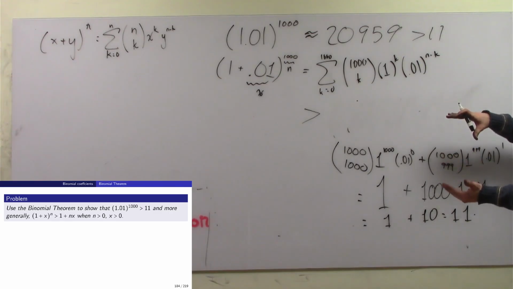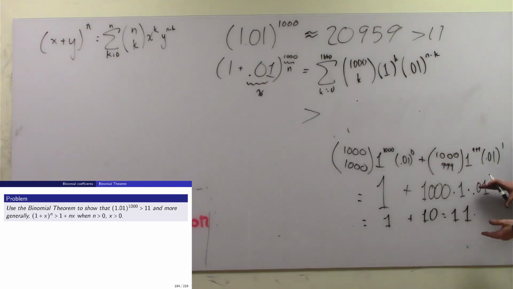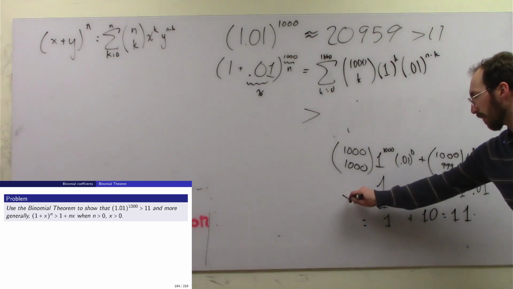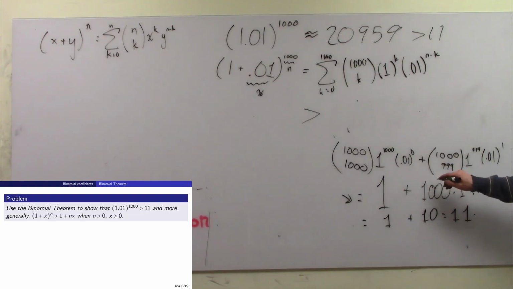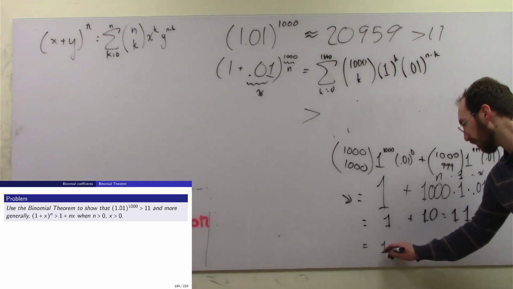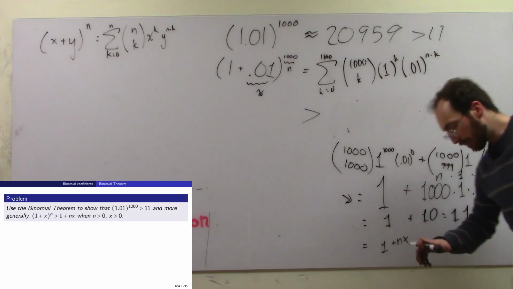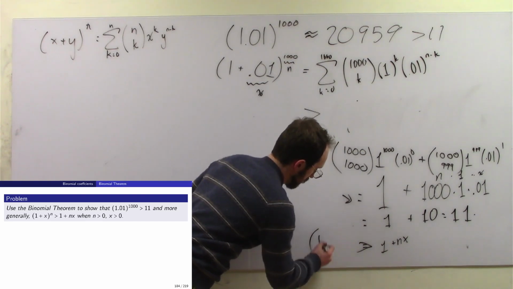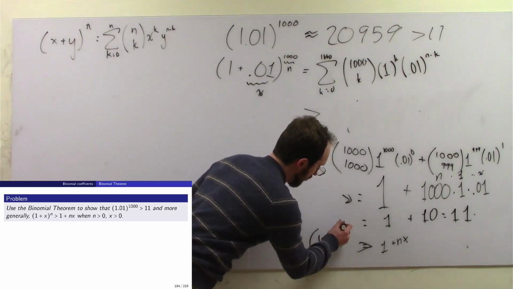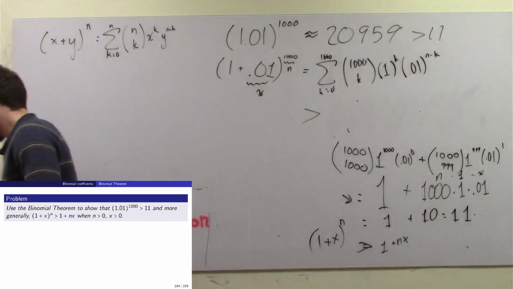Just following this proof all the way through, we end up at this same part right here where it's 1 plus, instead of 1,000, we have just our general n, still only 1 to the n minus 1, which is 1, times x. And so we end up with 1 plus n times x always being less than 1 plus x to the n. Thank you, Bernoulli. You solved it.